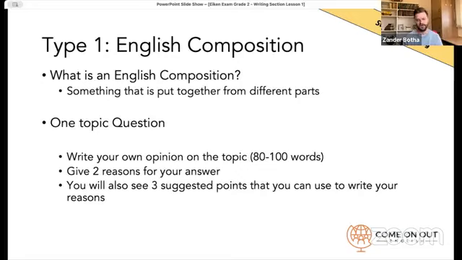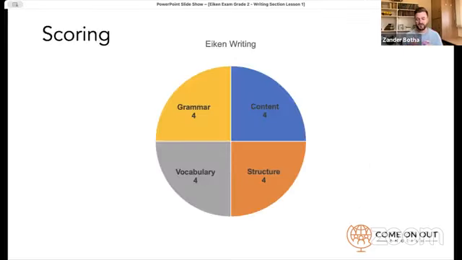You need to write your own opinion using 80 to 100 words, giving 2 reasons for your opinion, and also using 1 or 2 of their suggested points that they give you in the Eiken exam. All right. Now, in terms of the scoring, right? So when they mark or grade your English essay, okay, they look at 4 different parts.